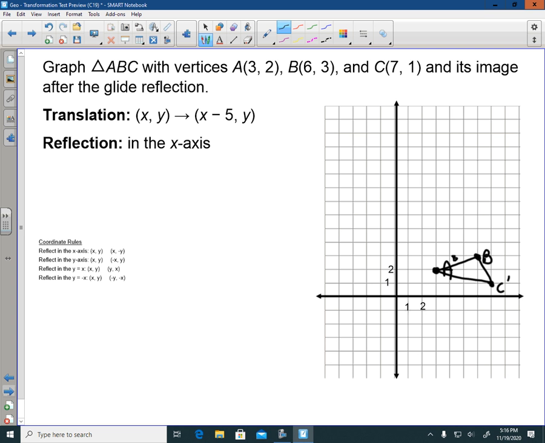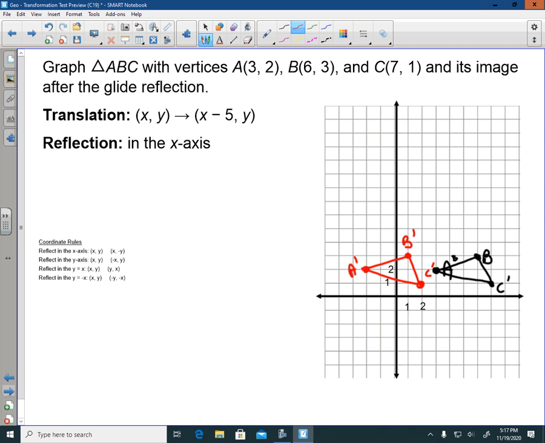And now we're going to translate it according to the rule first. And so we're going to move everything 5 units to the left, and then nothing happens in the y. It doesn't go up or down because there's nothing added or subtracted to that y. And so our translation would make us just go 5 units to the left. So A goes 1, 2, 3, 4, 5 and ends up at A prime. B is at 1, 2, 3, 4, 5, B prime. And C, 1, 2, 3, 4, 5, C prime. There you go. Done with the translation.